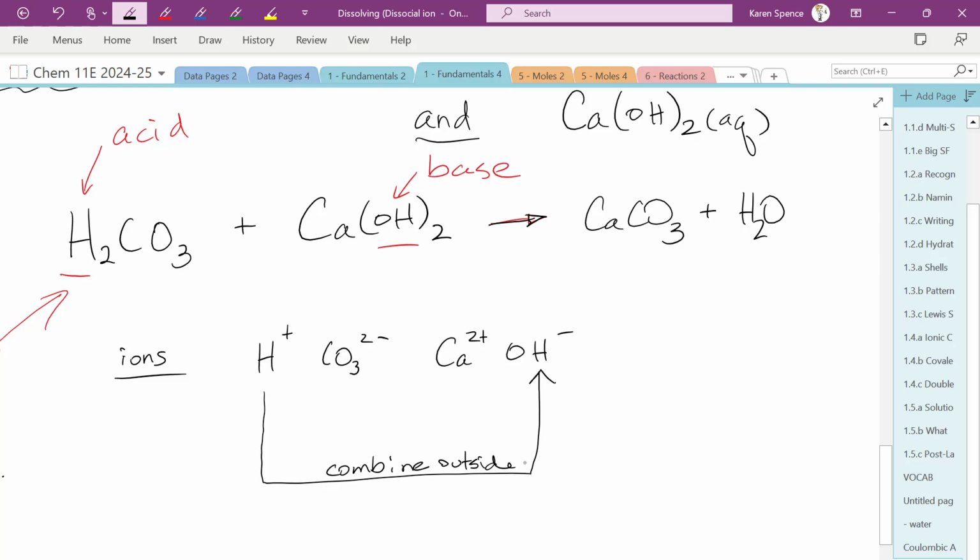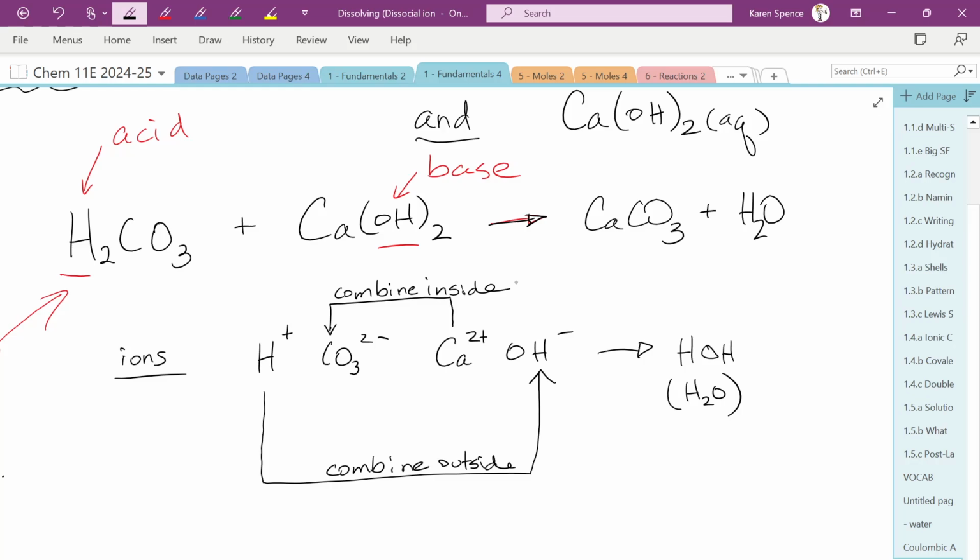so that means that the H plus will get together with the OH minus. I only need one of each, right? So I end up with HOH, which is the same as H2O. So I go forwards when I combine the outside ions, and then I combine my inside ions, and I go backwards when I do the inside ions.